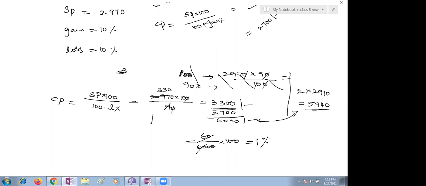Coming to the next article, whatever the article you are selling, on that you are getting a loss of 10%. In that, to find the cost price you have to use the formula SP into 100 by 100 minus loss percent. These two formulas, please make note, children. This is very important. Many questions in the examination, so you have to note them down.